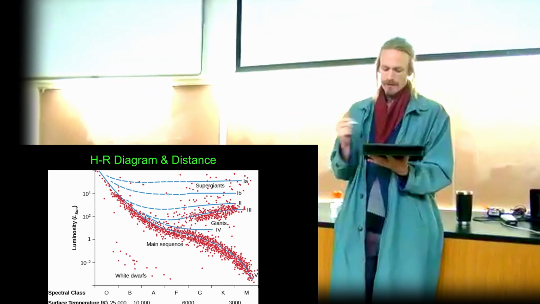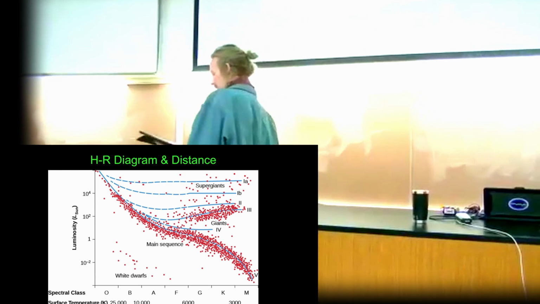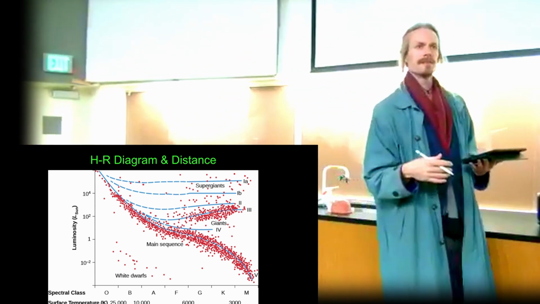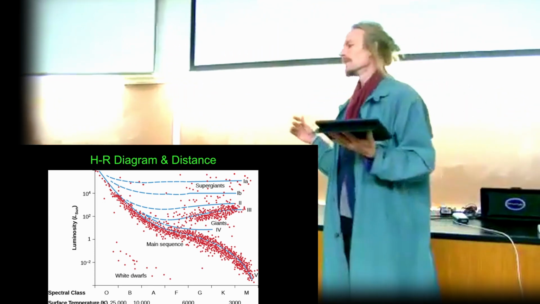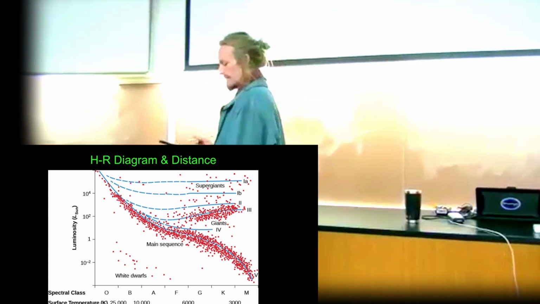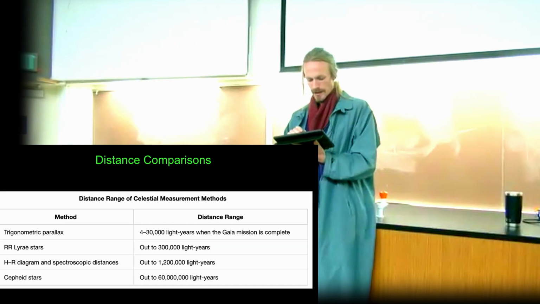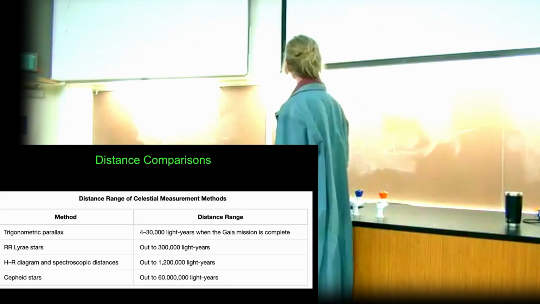If we know how luminous a star is, and we know how dim it looks, then the difference will allow us to calculate the distance. And that's kind of what this whole project has been about up to this point. So let's just review those really quickly.